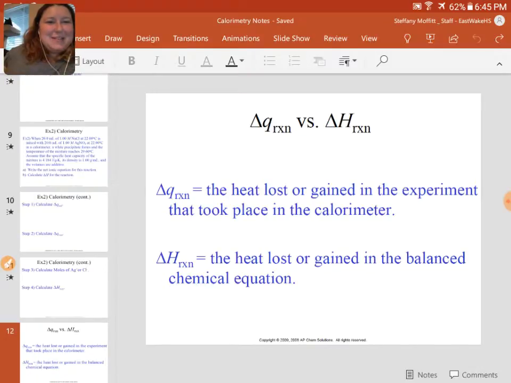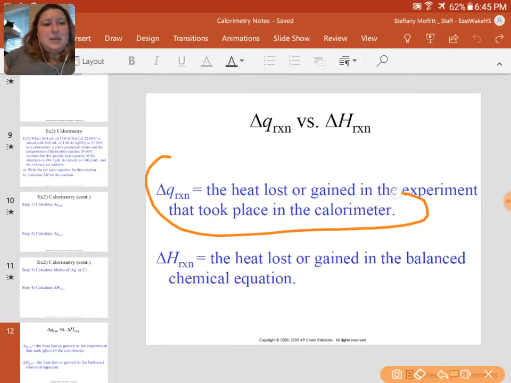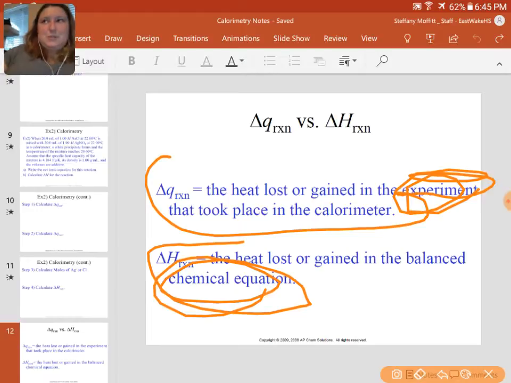All right, so the delta Q of the reaction is the heat lost or gained in the experiment that took place in the calorimeter, whereas the delta H is the heat lost or gained in the balanced chemical equation. So this is the heat lost in the experiment, whereas this is the heat lost in the equation.